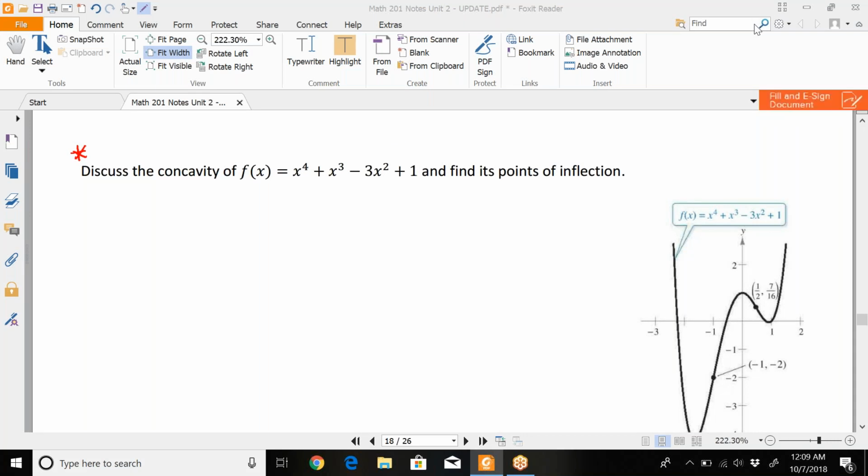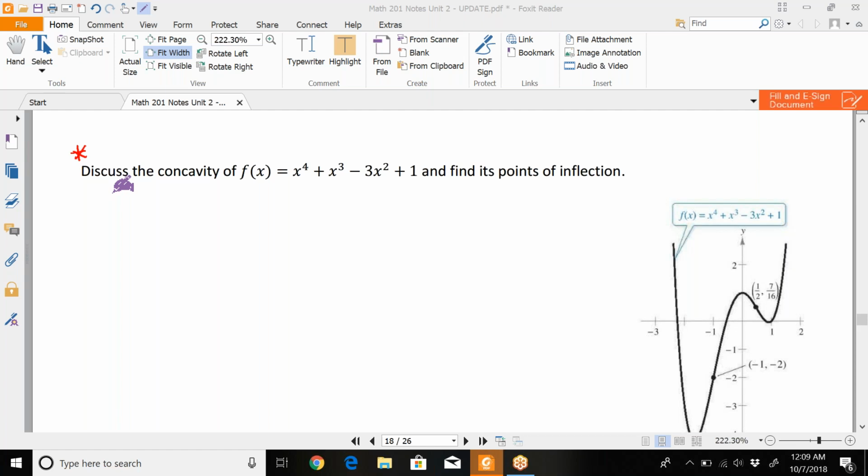Okay, this is the video for some extra examples from the section 3.3 and 3.7. Starting with this one, discuss the concavity of this polynomial and find its points of inflection. I've already included the graph over here so you can already kind of see the points of inflection, but we want to prove that. So we need to find the second derivative.